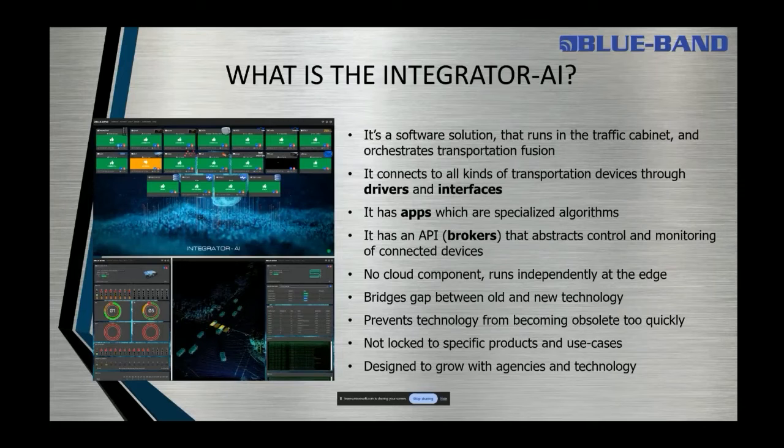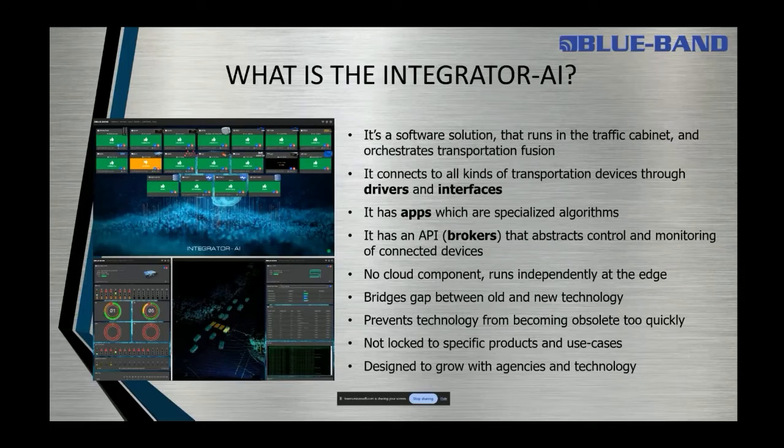I think this deployment really highlighted our ability to bridge that technology gap. The integrator prevents technology from becoming obsolete too quickly. Since we can facilitate that interaction between old and new products, we can keep them in service for much longer. New detection systems come out, no problem, we'll just add a driver to support it. New algorithms to run stop bars, no problem, we'll just update our app to support it. With this kind of extensibility, it's really hard to become obsolete.